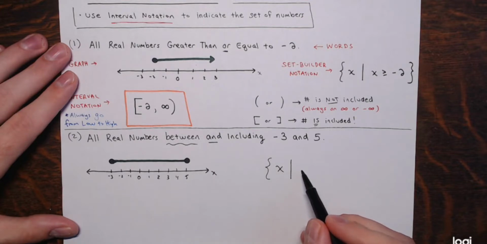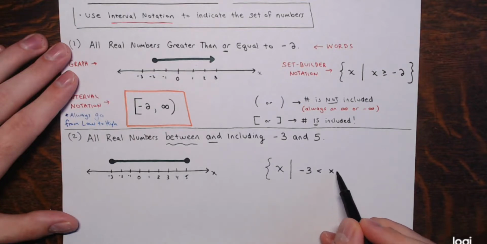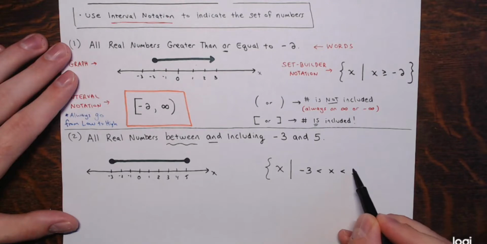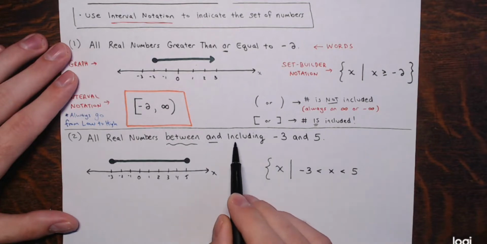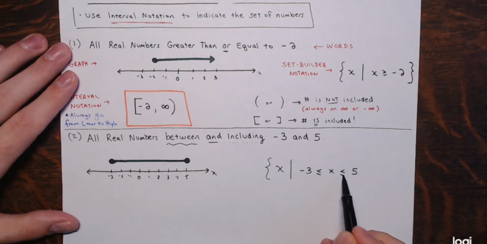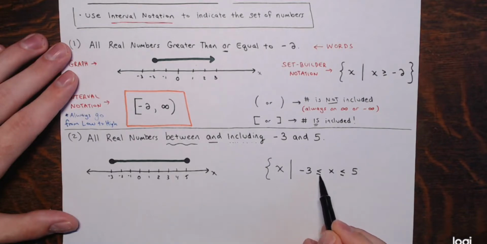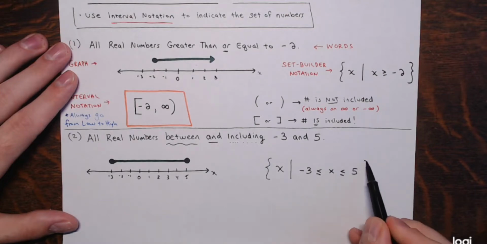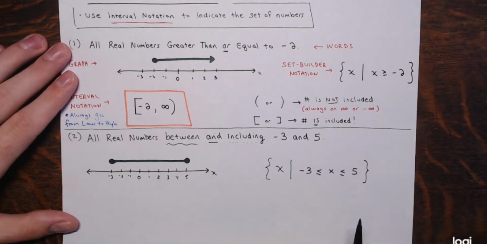Now this would be a compound inequality. Negative 3 is less than x, and at the same time x is less than 5, right? This is what it means for x to be between negative 3 and 5. But again, you also have including negative 3, so equal to negative 3 as well, equal to 5 as well, right? So this is the compound inequality describing numbers being between negative 3 and 5, but also including them. Right, so negative 3 is less than or equal to x, and at the same time, x is less than or equal to 5.